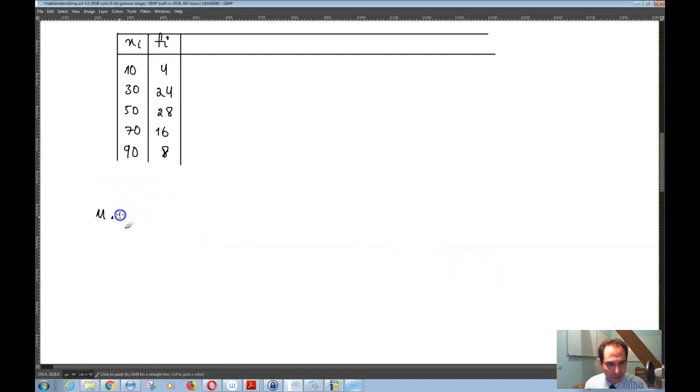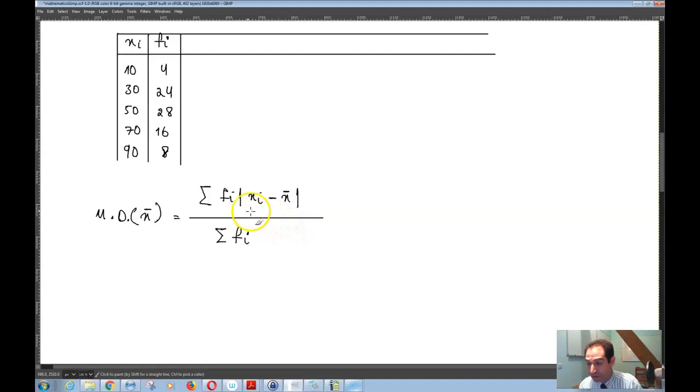The mean deviation about the mean is basically sigma f sub i times the absolute value of x sub i minus x bar, divided by sigma f sub i. That is the mean deviation about the mean. So now first I need to calculate my x bar. You know that your x bar using the direct method is equal to sigma x sub i times f sub i over sigma f sub i.